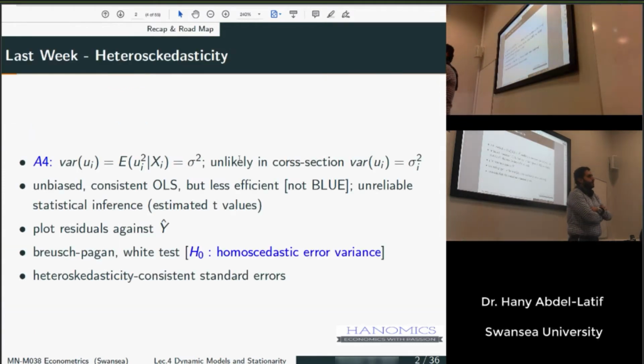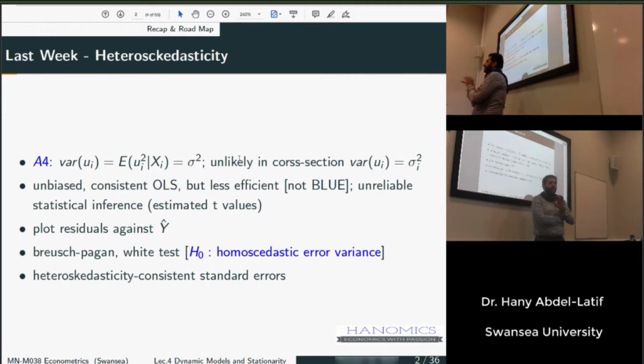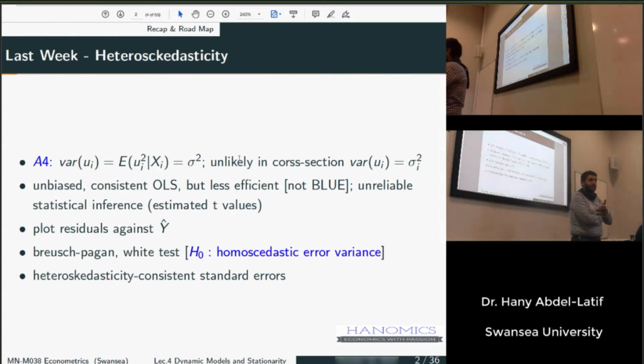Just as a quick recap of the last lecture, we talked about heteroscedasticity. What is heteroscedasticity? What is the problem when we have heteroscedasticity? What are the consequences for OLS estimation when we have heteroscedasticity? How to deal with heteroscedasticity? Do you remember what is heteroscedasticity?